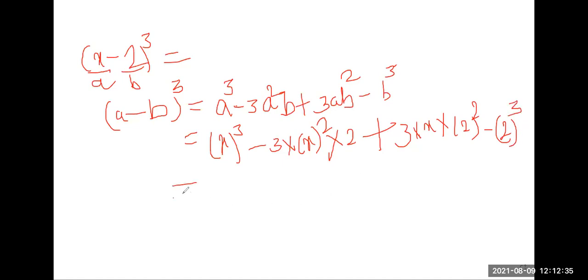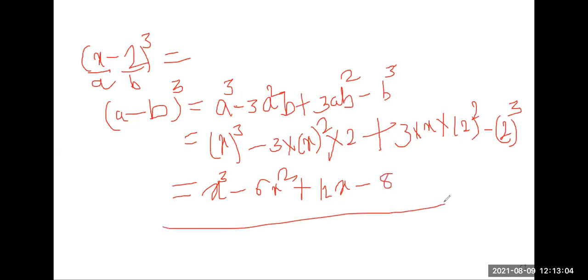Now here x cube we will get as it is. Now 3 into 2 is 6, so minus 6 into x square. Plus, now 2 square is 4, 4 times 3 is 12, so 12x. And now minus 2 cube is 8. So we'll get the answer like this. Understood?